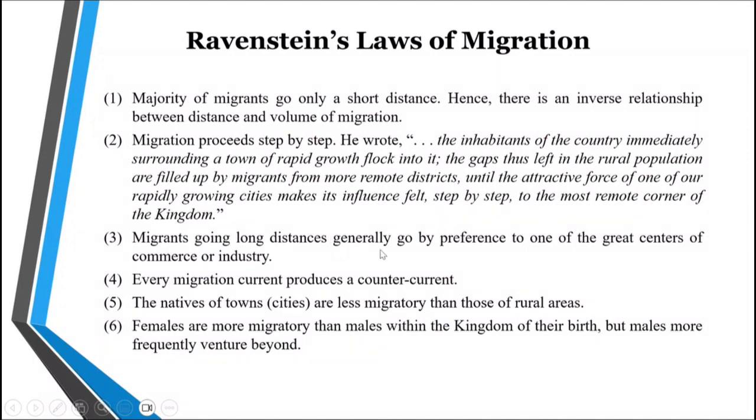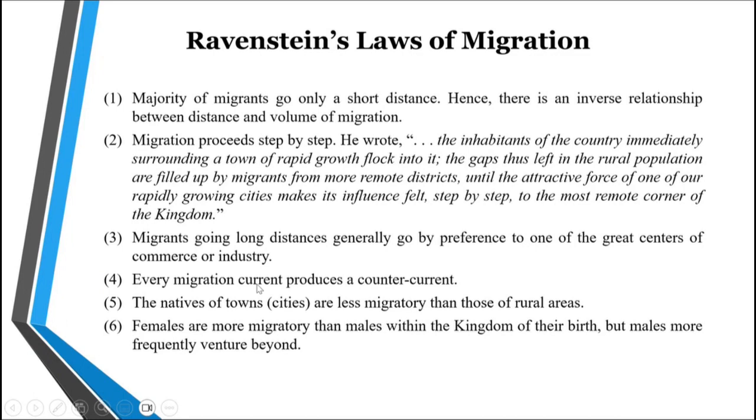Migrants going a long distance generally go by preference to one of the great centers of commerce or industry. So if they travel a long distance, they usually have some preference. For example, for Malaysians, if they travel longer than Singapore, they mostly travel to Australia, New Zealand, Japan, or even further, Canada.